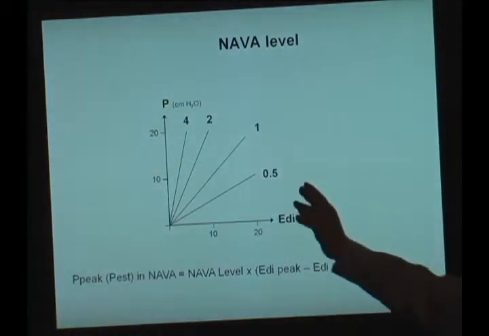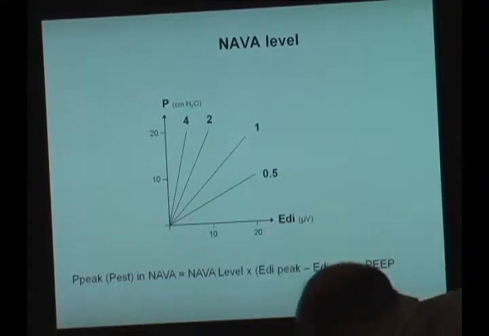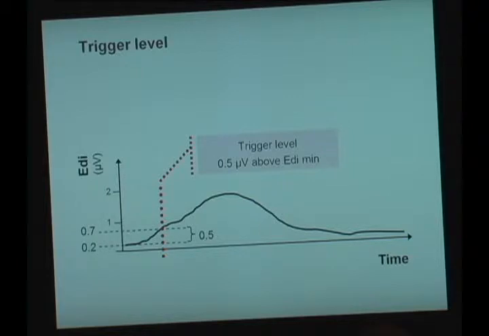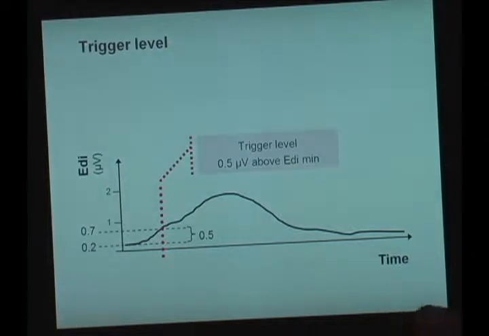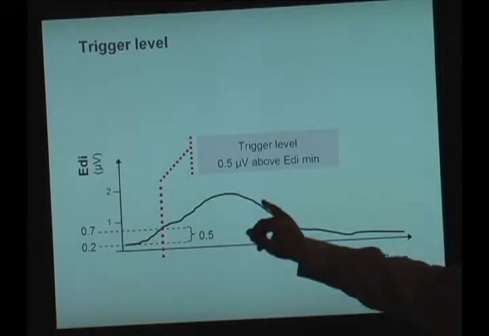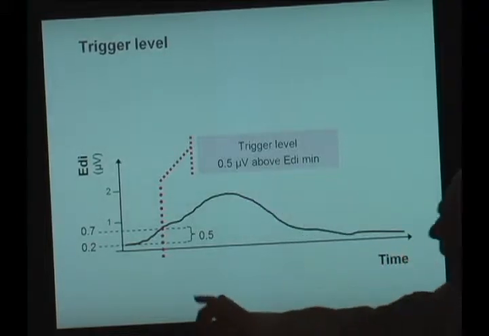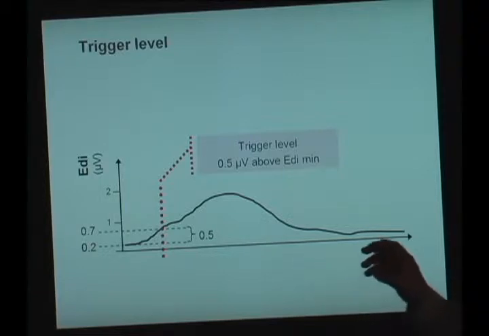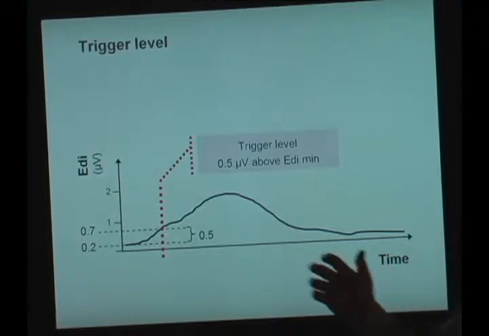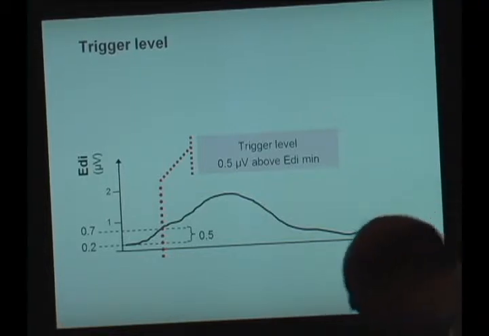The gain can change from 0.5 to 10, and the trigger is also a big topic in Nava modality, and the trigger, as for every device that should be sensitive to a signal, is around 0.5 microvolt. The EAdi is defined in microvolts, and there is a lot of intervariability between patients, so there is not a standard measurement because every patient has his own electrical activity.